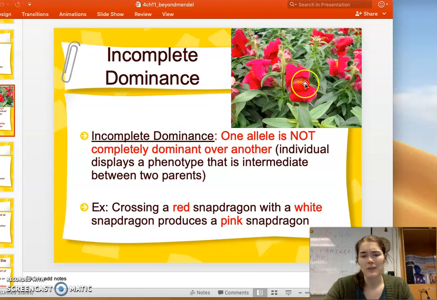Snapdragons are this little flower here. For some reason, they're a very common example. They always talk about snapdragons. One, because you can breed snapdragons, and I think two, because the name is pretty cool.